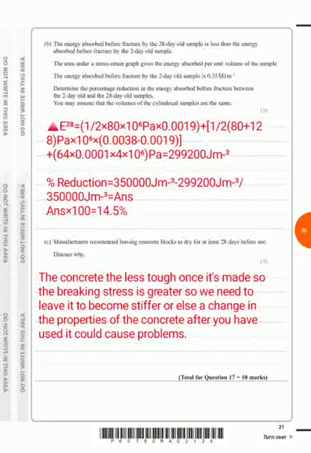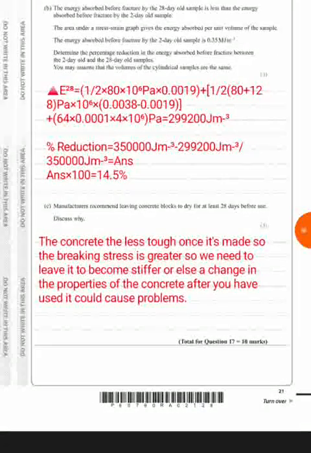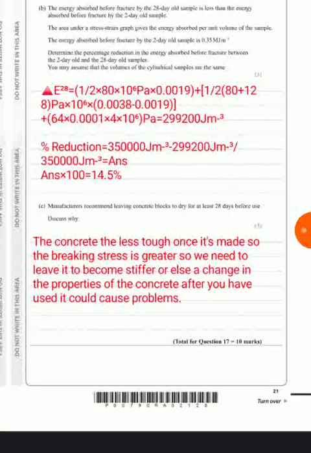Discuss why. So we know that when we make something using concrete, at first once it's made, it's kind of moist, it's not dried, and then it can easily break. But when time passes, it slowly dries and then it's strong. So they're asking why manufacturers do that. When concrete is made, it's less tough, so the breaking stress is lower. So we need to leave it to become stiffer, or else a change in the properties of the concrete after you have used it could cause problems.